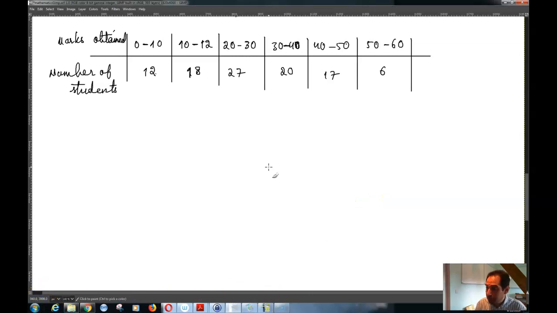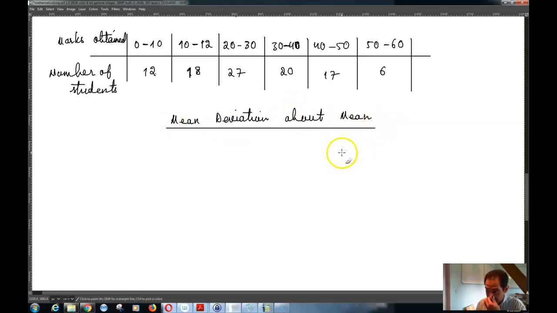Okay, so now let's first go about calculating the mean deviation about mean, for example. While calculating the mean of a continuous frequency distribution, we had made the assumption that the frequency in each class is centered at its midpoint.